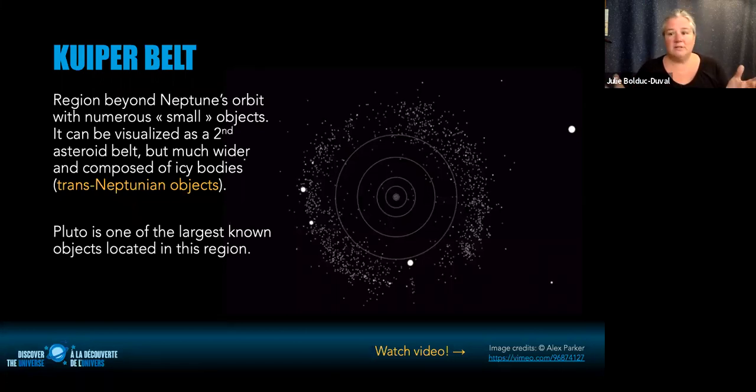a lot of school material does not mention the Kuiper belt, because it's relatively new. This is something that happened in the last 20 years that we've realized that there's this whole other region in the outer solar system that has many objects, because they're quite small and so far away, we can't see them super well.